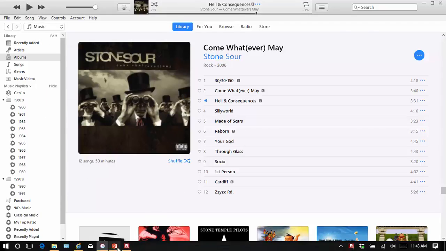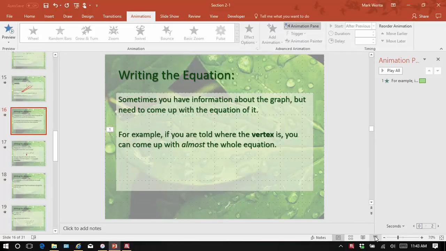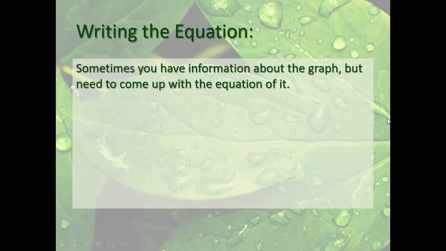Let's talk a little bit more about those quadratics. Sometimes we're going to have information, and what we need to do is come up with the equation of the function. Before, we had the equation and we found the vertex and axis of symmetry. What if we know the vertex and the axis of symmetry, but we want the equation? That's what we're going to be working on.